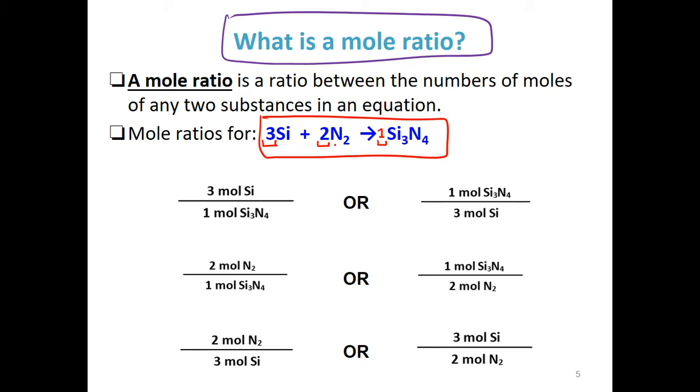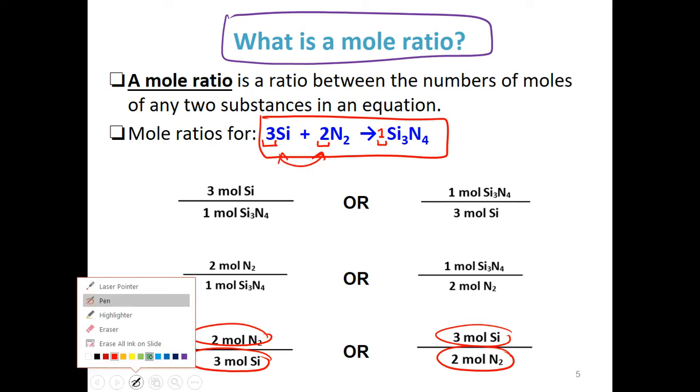But you can take 2 of those components and write them as a conversion factor. Let's say I want to look at the relationship between just silicon and nitrogen. That means I have 3 moles of silicon for 2 moles of nitrogen. I can write that as a ratio, where 3 moles of silicon is over 2 moles of nitrogen, or you can switch it and write 2 moles of N2 over 3 moles of Si. They're just ratios, the ratio between these two things.